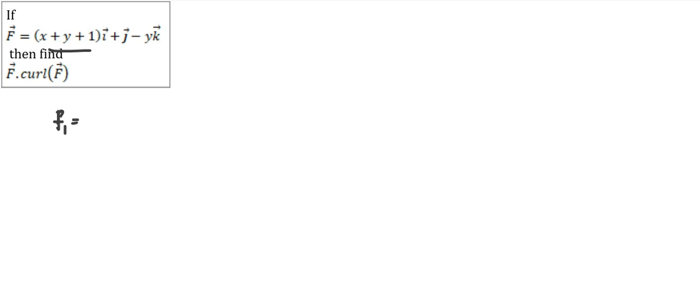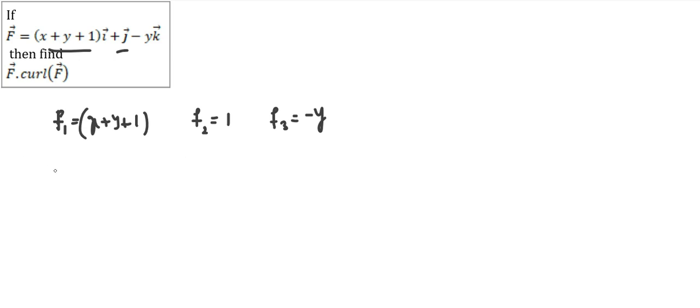So here the coefficient of i is x + y + 1. Let me call it as F1, right? And here F2 is given. So let us look at the coefficient of j, that is 1. Let me call it as F2. And look at the coefficient of k, that is -y. Let me call that as F3.